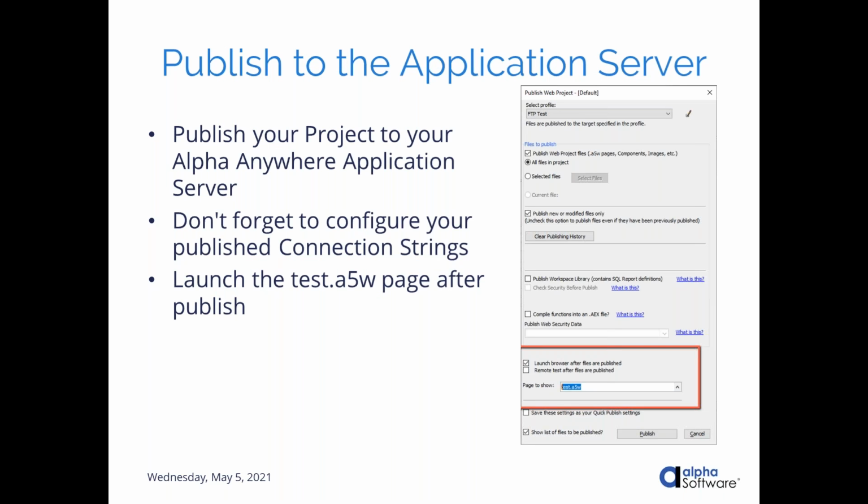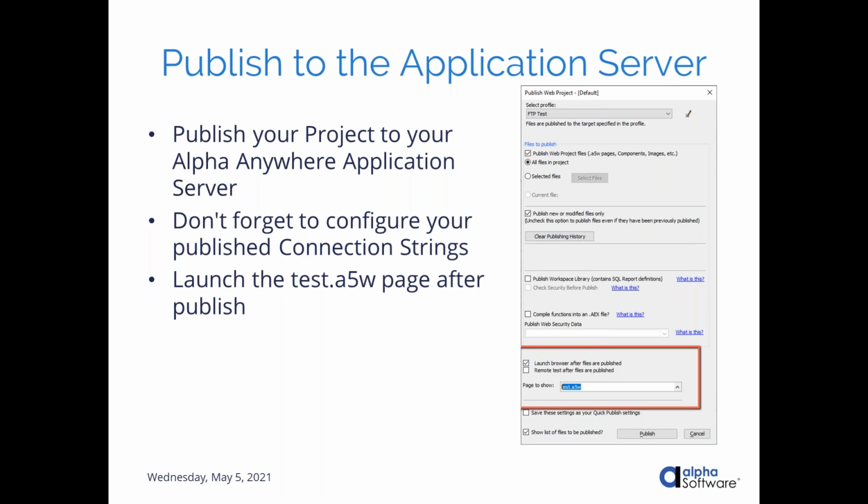When you have those two things, you have your exit button in your app and you have that test A5W page, the next thing you're going to do is publish a project, which is the project that contains your app, to the Alpha Anywhere application server using your publish profile, whether that's FTP, HTTP publish, Alpha Cloud, or going to IIS. You're going to publish those files to the server.